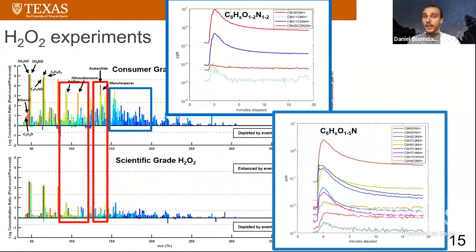compounds that are quite high in molecular weight, which shows that there's a lot of different compounds in the hydrogen peroxide.